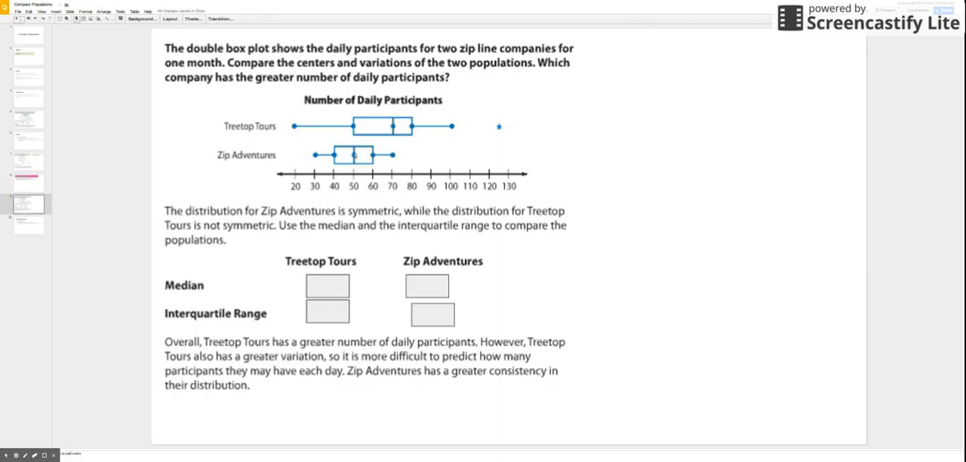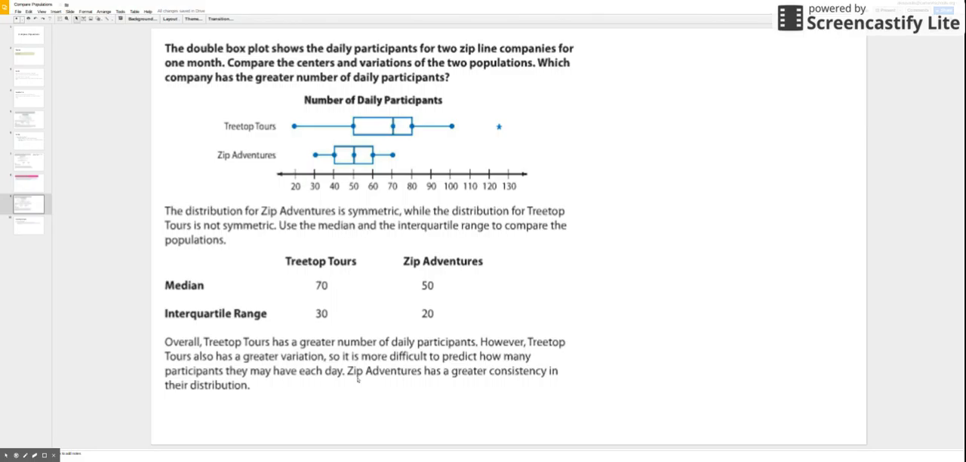So our median for Treetop Tours is 70. Our median for Zip Adventures is 50. Your IQRs, you're going to just do Q3 minus Q1. So you get 30, and same thing down here. Q3 minus Q1, you get 20.